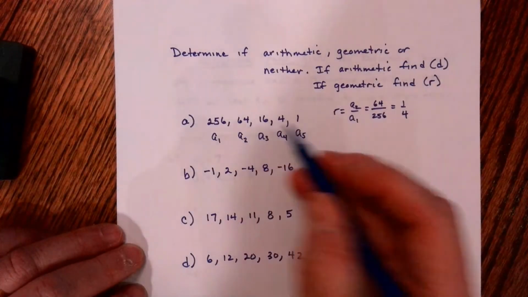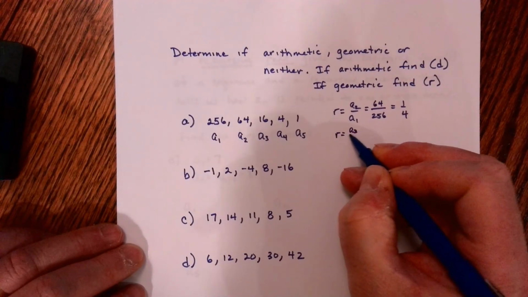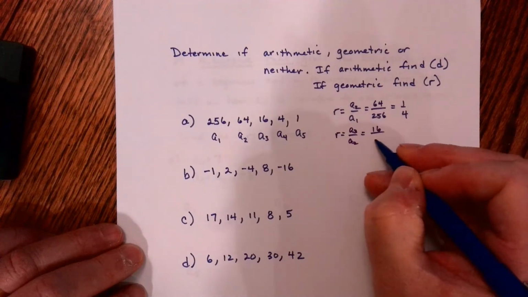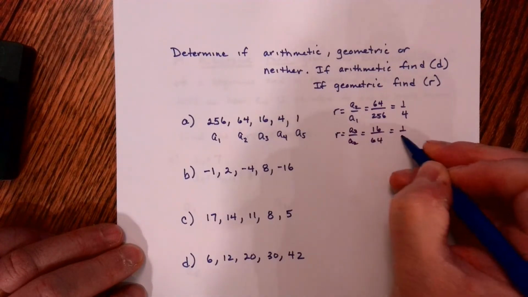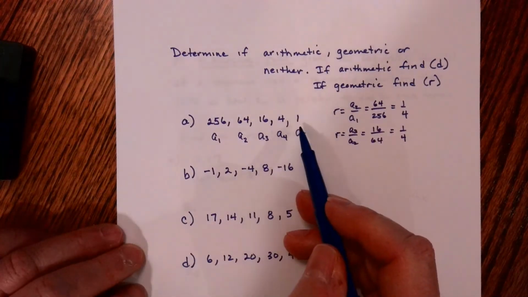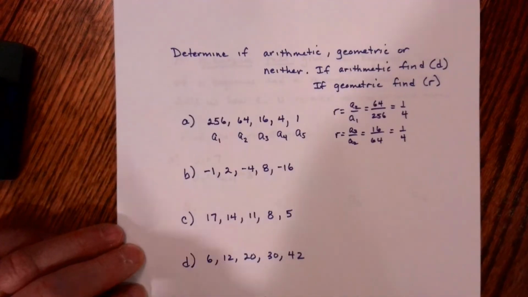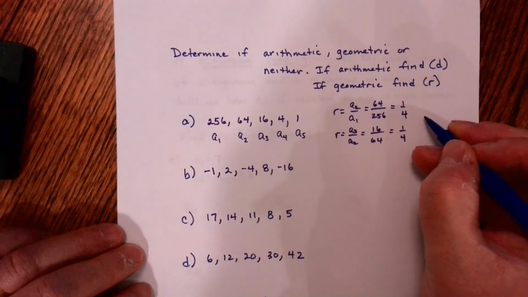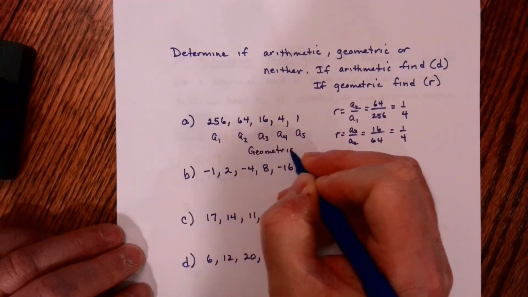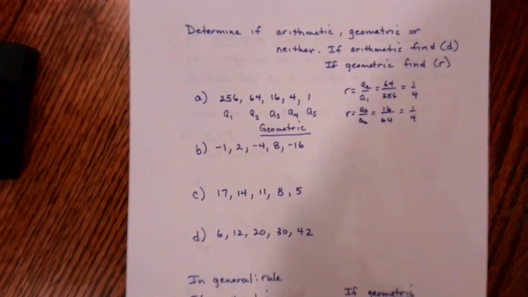What about the next two terms? If I take the third term and divide it by the second term, I end up with 16 divided by 64, which is again 1/4. And as you can see, even with the fifth term and the fourth term, this would be 1 divided by 4. So in essence, this is a geometric sequence. What about example B?